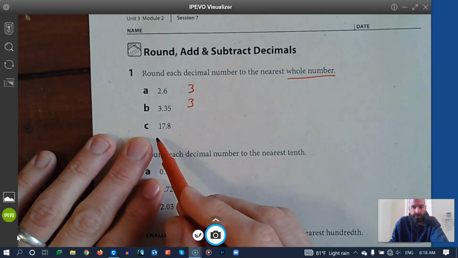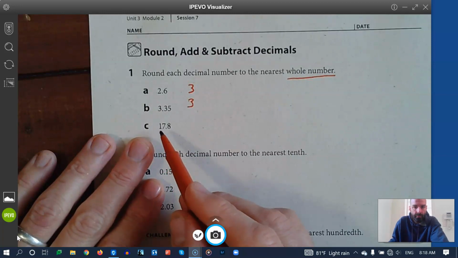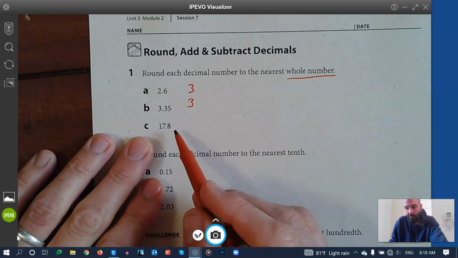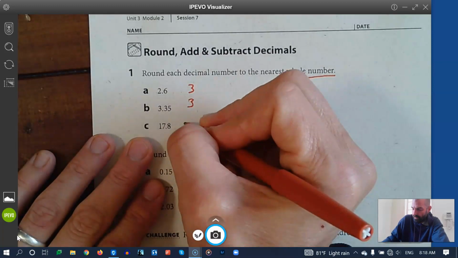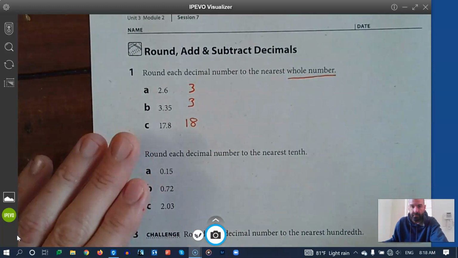And solve this one in 3, 2, 1. I'm at 17 and 8/10, so I have 17 and some more, so I'm in between 17 and 18. Right next door is an 8, so that is definitely going to round up to 18.